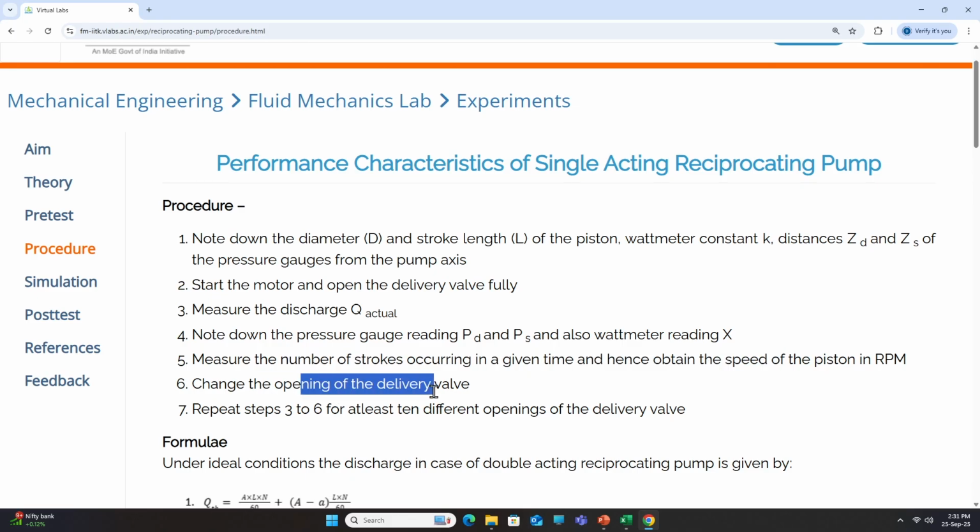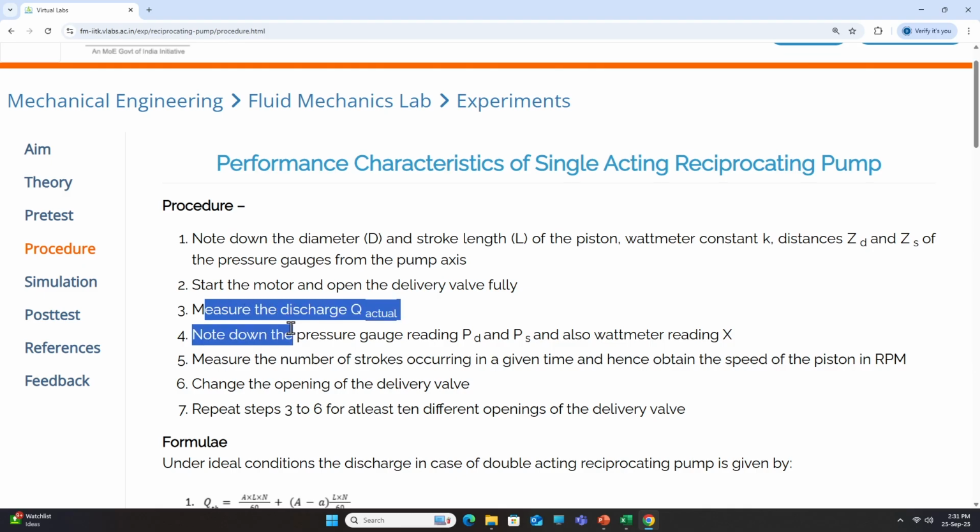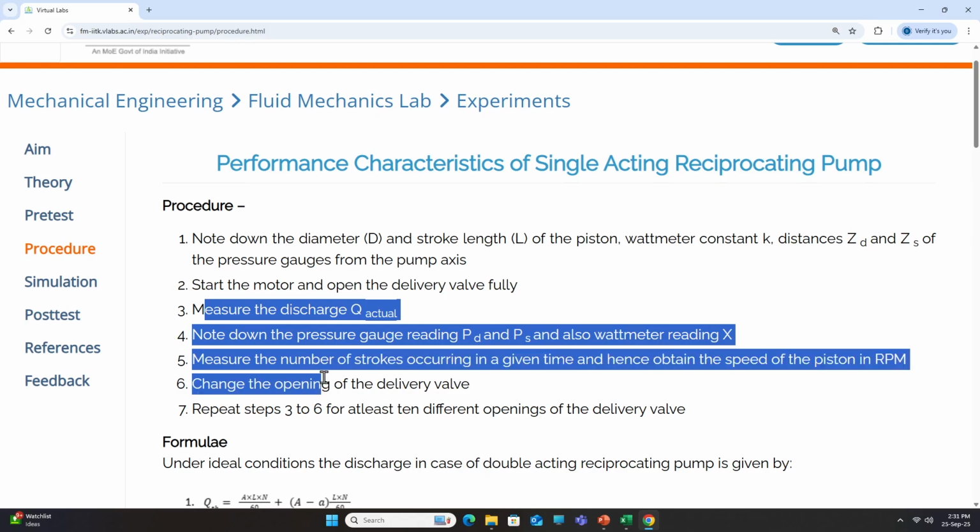Change the opening of delivery valve. Repeat the steps 3 to 6, that is measure the discharge, note down the pressure readings PD and PS, measure the strokes and change the opening.